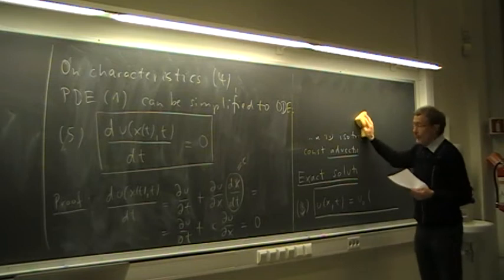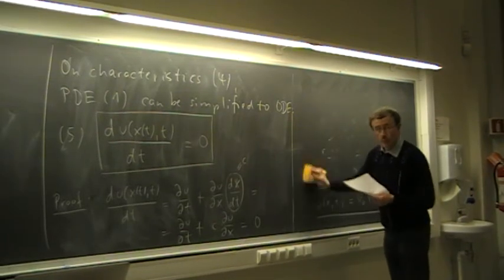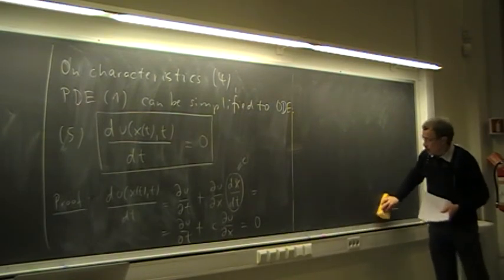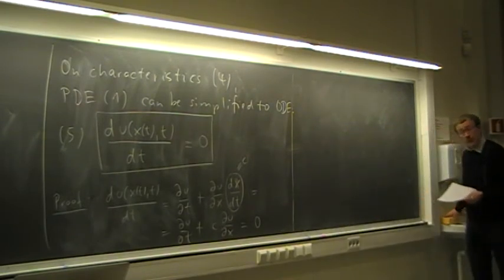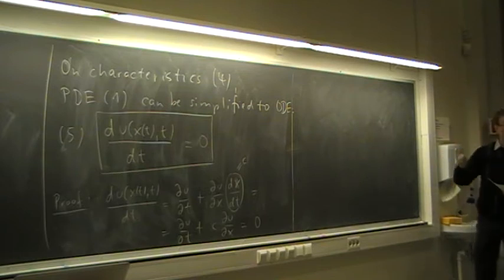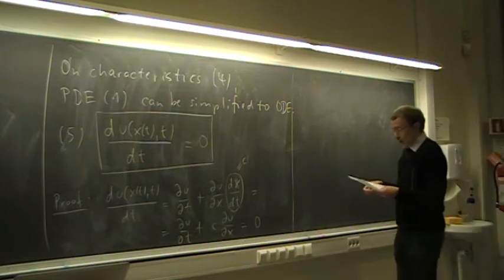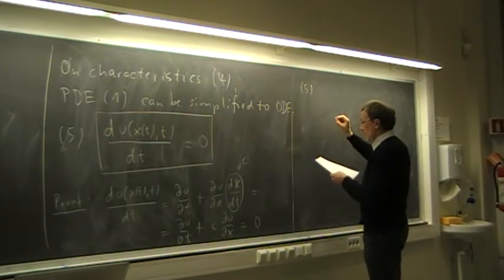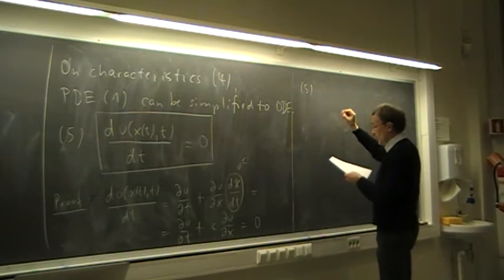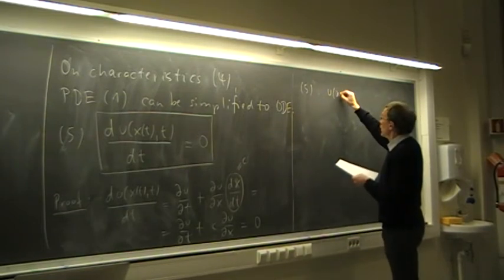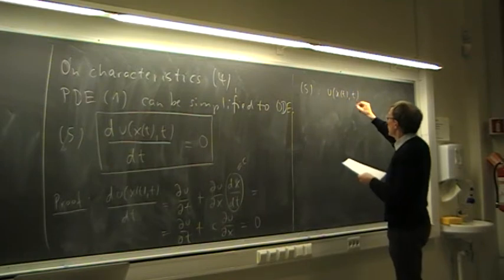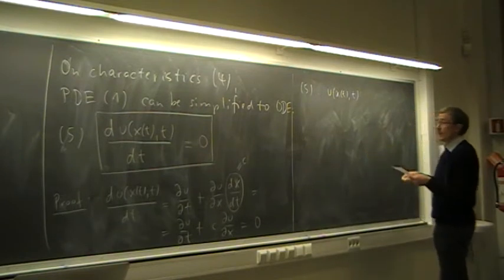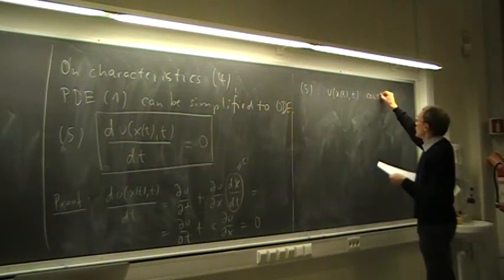We could also have a more complex problem if we had a source term. Then the source term would remain. That's not a problem. It still stays an ODE, and on the left-hand side we would have this derivative. So from 5 we can see that u of x, t, that is then constant on characteristics.